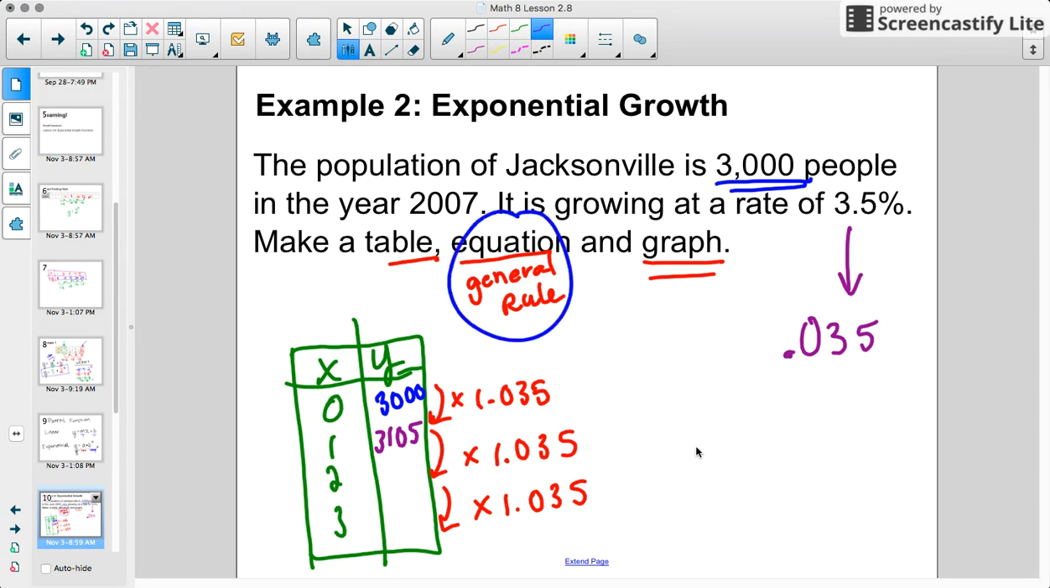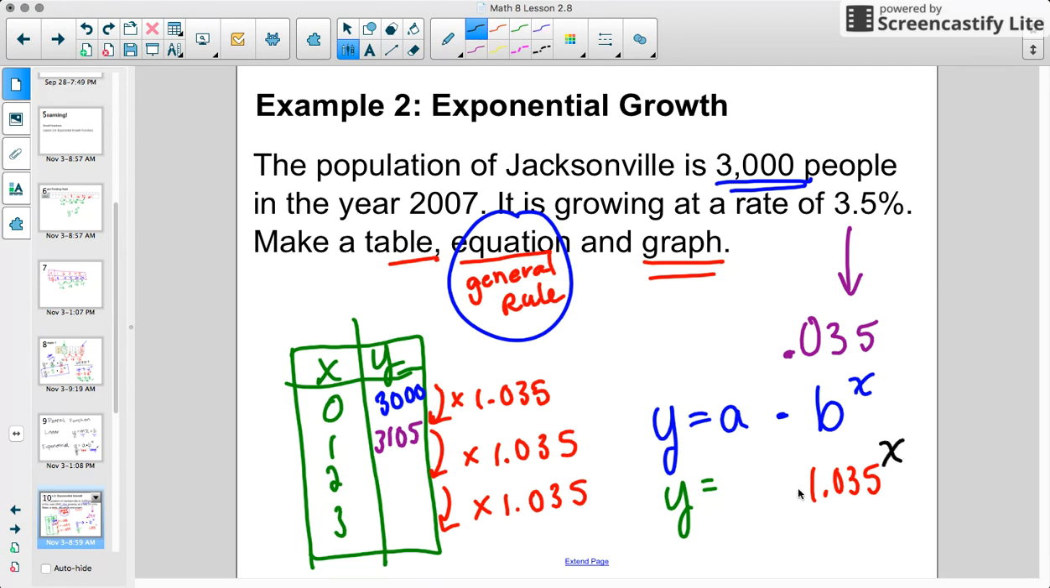Okay, and now we're going to go ahead and write an equation. We're going to look at a general rule. First, I'll write down my parent function. And we always have y equals the change. Oh, sorry, b is the change. So the change each time is 1.035. That's how much it's changing each time. It's multiplied by that to the power of x.